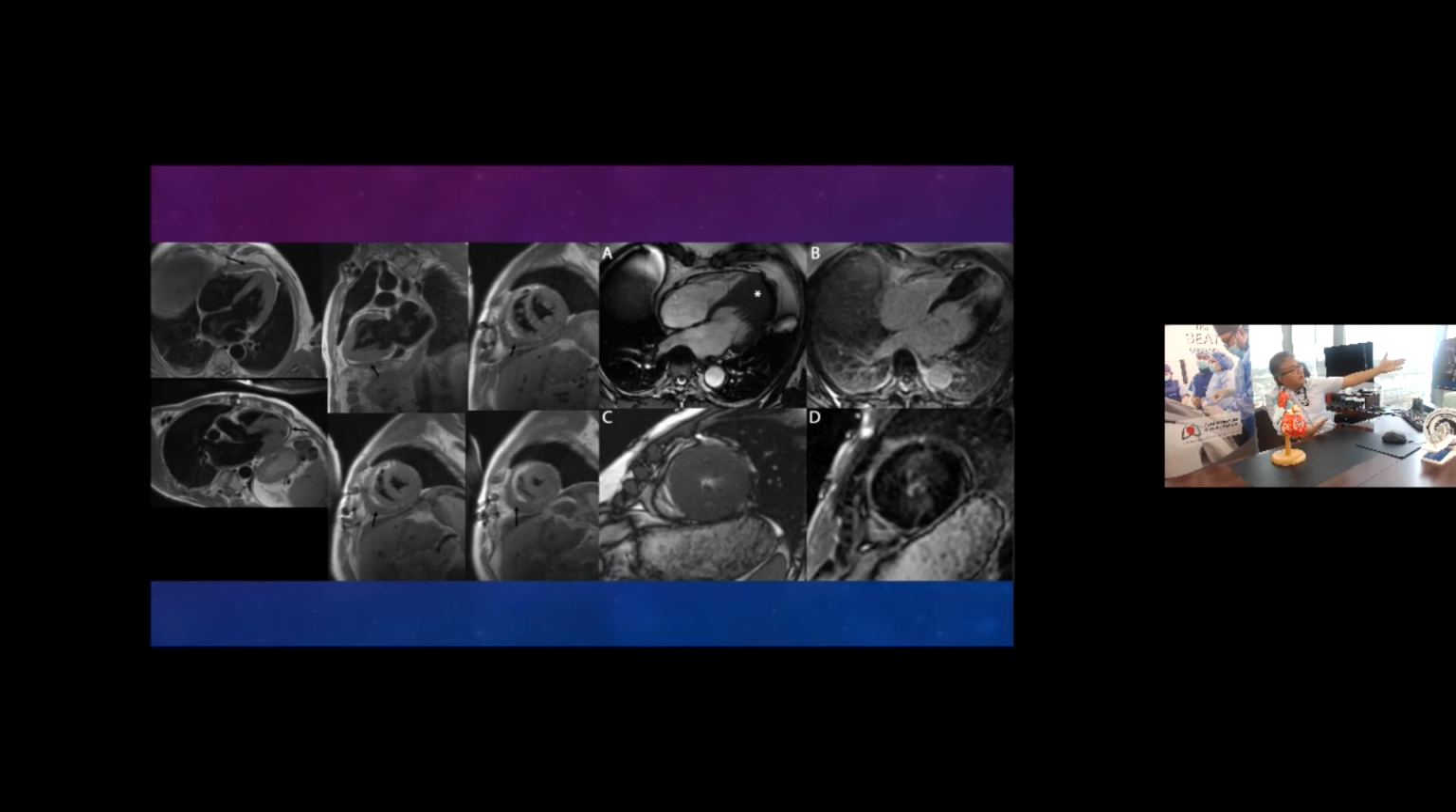This is an example of the picture you get from MRI. So you get a beautiful picture of the tissue of the heart, the shape of the heart, and the valves. But you can see there's no way you can see the coronaries from an MRI. They're too small.